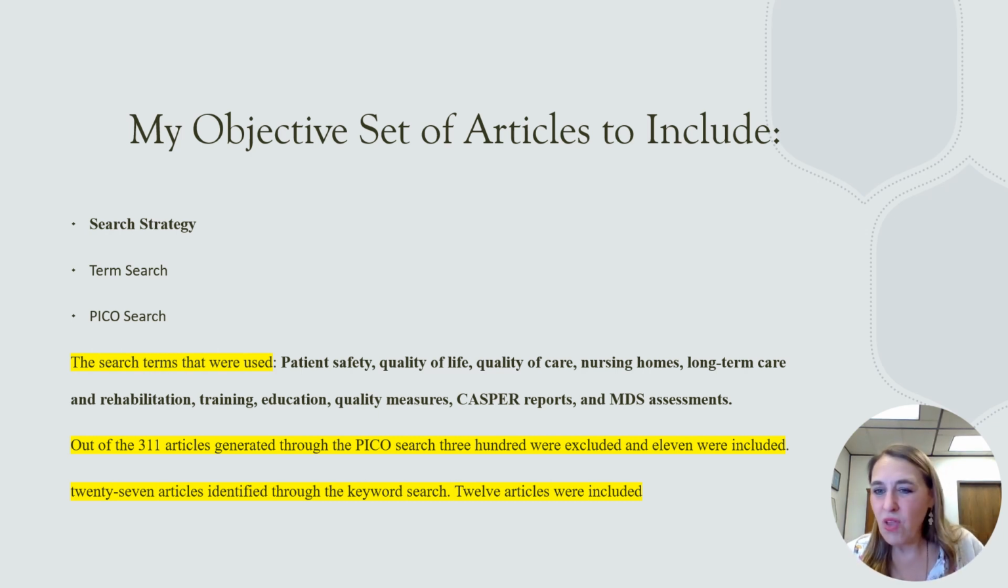So I could exclude a lot of these articles just based on the fact that they were written 20 years ago and I want current research. So a lot of them were just eliminated that way, or they didn't fit the topic at hand. They didn't fit what my question was for the systematic review.